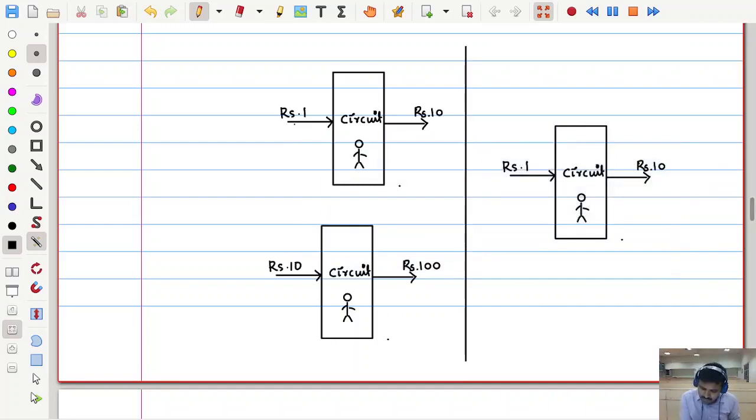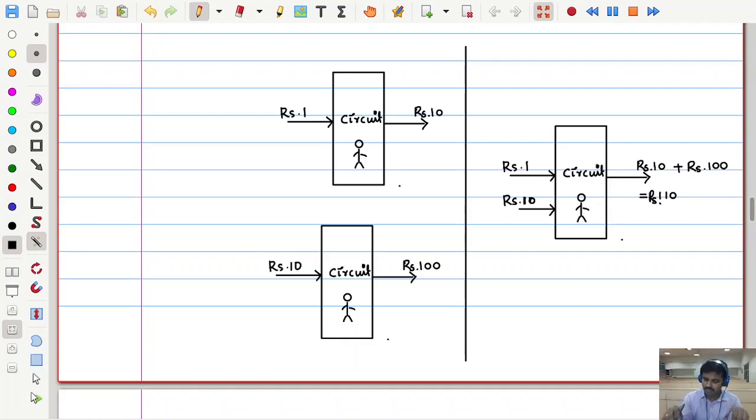Now for the same person, instead of giving 1 rupee one time and 10 rupees another time, I would like to give these two inputs together, meaning simultaneously. I am giving 1 rupee and at the same time 10 rupees as input to this person. Then the output he will produce is the previous sum of the outputs, that is 10 rupees and 100 rupees, which is 110. This is the superposition principle.